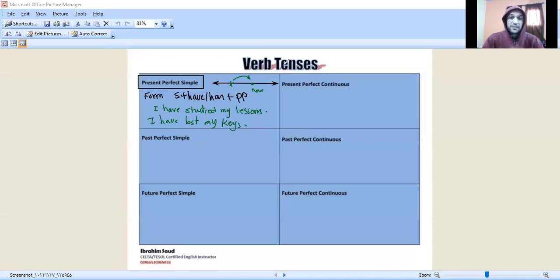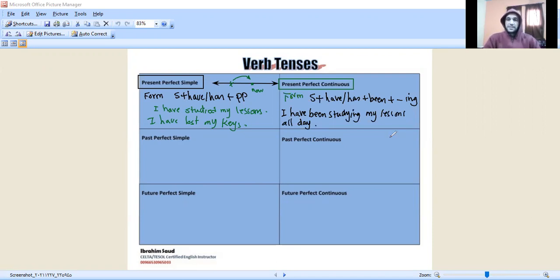Now let's talk about the present perfect continuous. The present perfect continuous form, we start with the subject first. After that, we have have or has plus been and the verb plus ing. Okay. In this sentence, look at the sentence first. I have been studying my lessons all day. Okay, I have been studying my lessons all day.